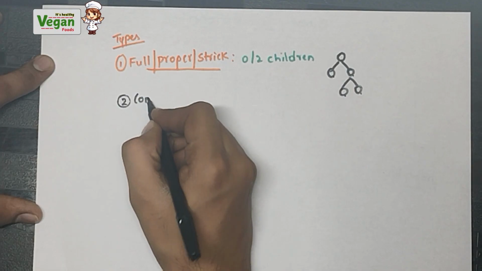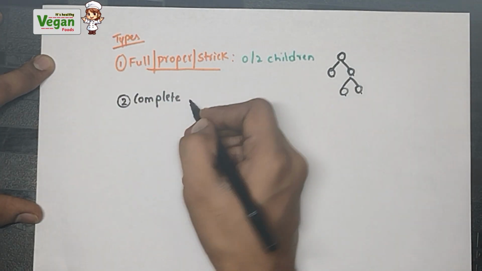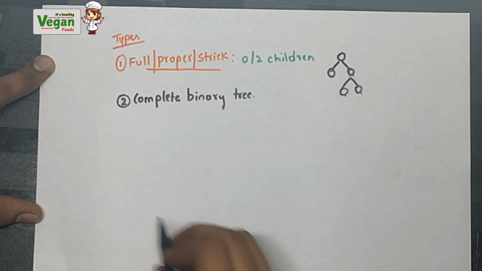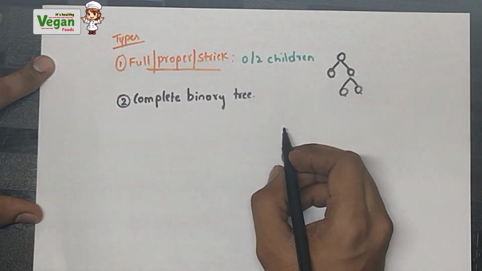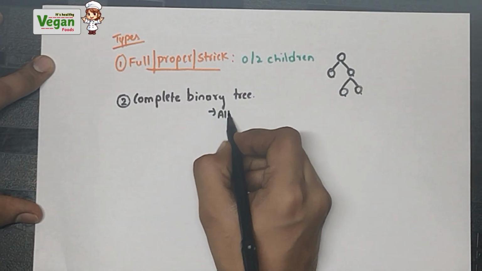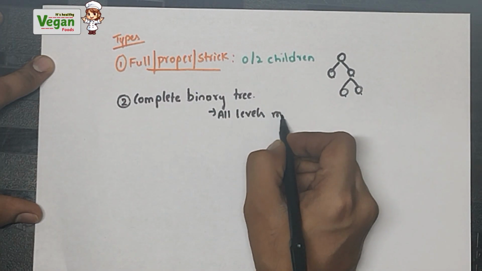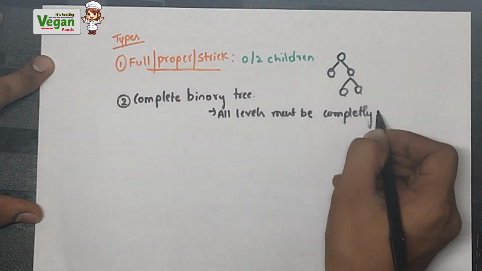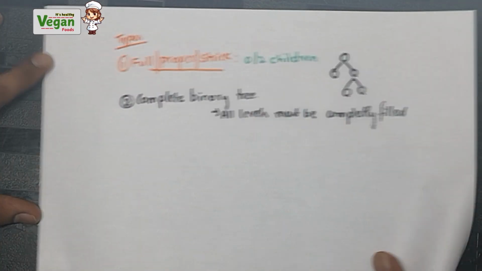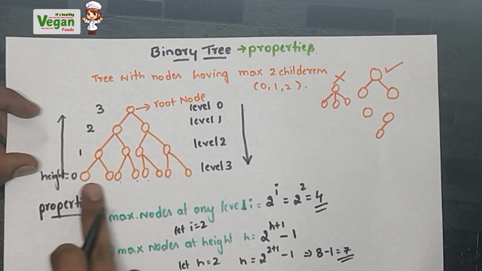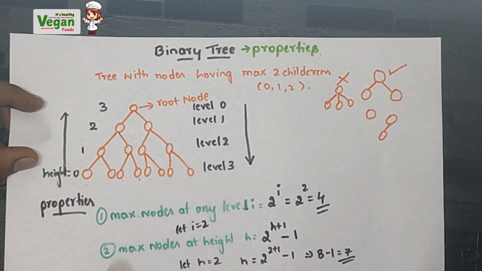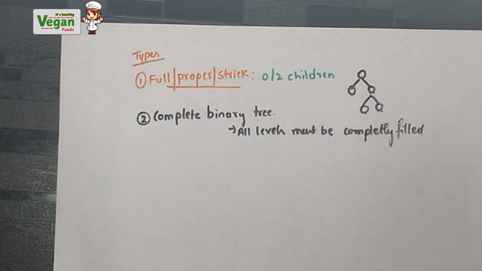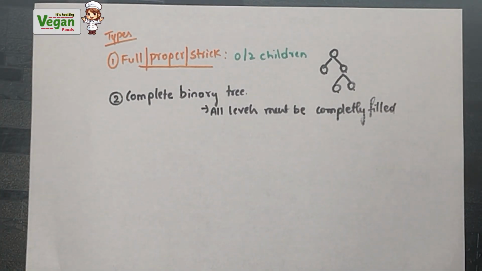Next, complete binary tree. In this complete binary tree, all the levels must be completely filled. We looked at the value of the levels. So if I consider level 3, it must be completely filled. If it is completely filled with nodes, then we can call the binary tree a complete binary tree.